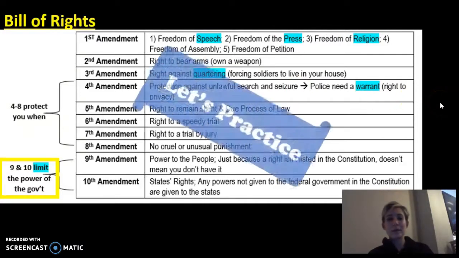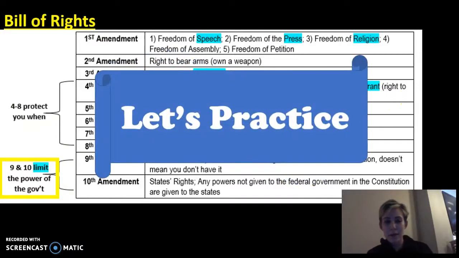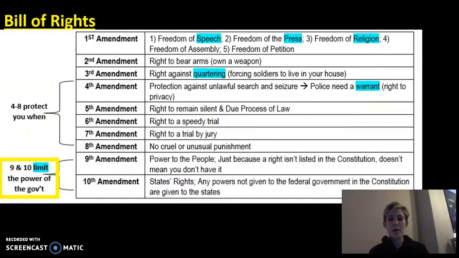Okay, let's go ahead and practice the 10 Amendments hand signals. Go ahead and do them with me as we go. Alright, so the First Amendment has 5 parts. We have the freedom of speech, freedom of the press, freedom of religion, freedom of assembly, freedom of petition. We have the Second Amendment, the right to bear arms. We have the Third Amendment, the Quartering Act.